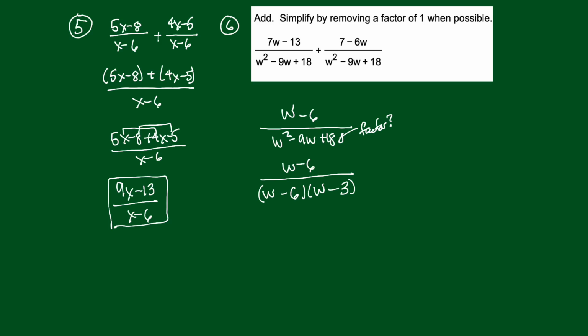And now, as long as w is not equal to 6, we can cancel these, or divide them out if you like, and we will be left with 1 over w minus 3, and this works as long as w is not equal to 6.